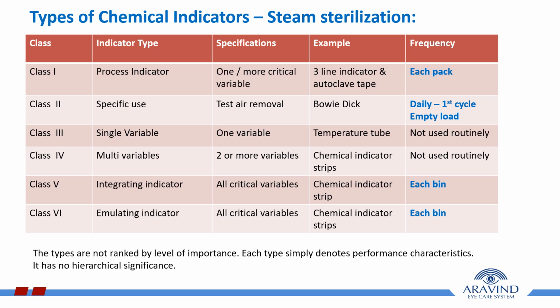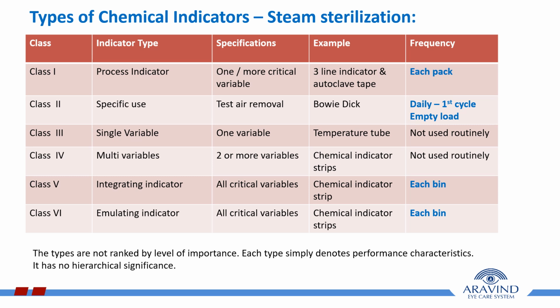Class 3 is single variable indicator. It monitors only one variable. Example, temperature tube. Class 4 is multivariable indicator. It responds to two or more variables. Example, chemical indicator strip. Class 3 and Class 4 are not used as routine since they do not monitor all the critical variables. Class 5 is integrating indicator. It monitors all the critical variables. Example, chemical indicator strip. It should be used on each bin.